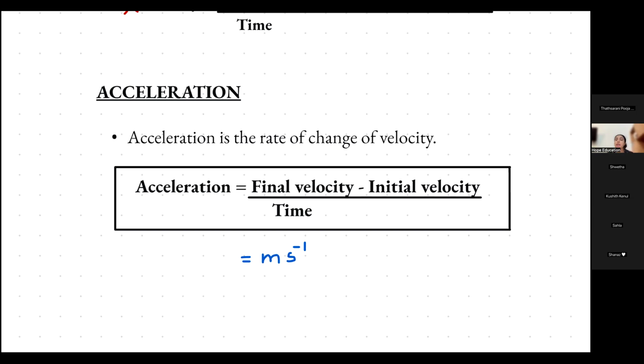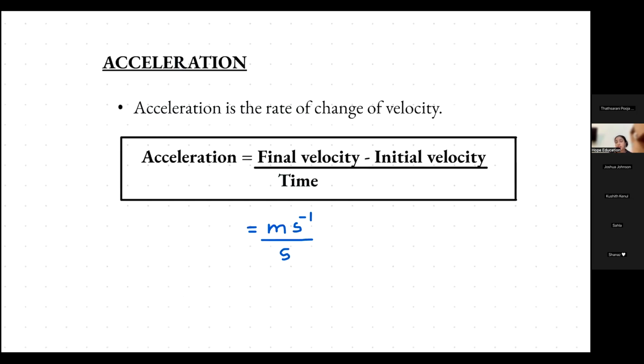What is the unit of time? Seconds, yes. Unit of time is seconds.